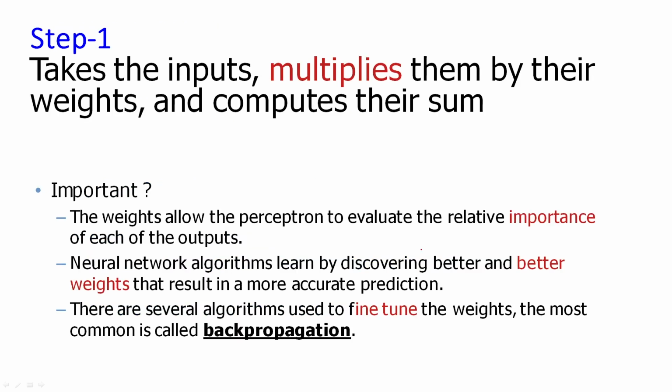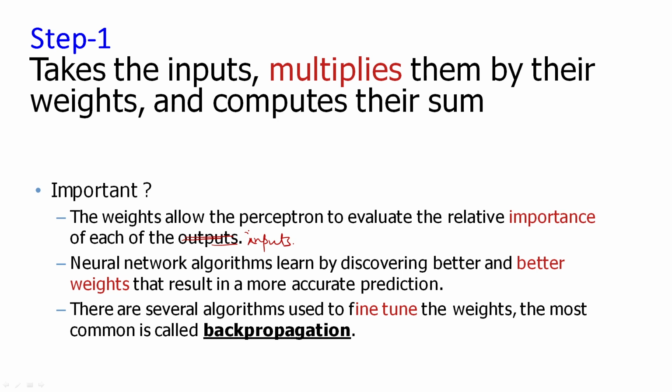If I have to discuss in a very generic manner, let us take small steps. Step 1 takes the inputs, multiplies them with the weights and computes the sum. Why is it important? Weights, as I said, allow the perceptron to evaluate the relative importance of each of the inputs, because you are providing inputs, and which one is more important than which other one. And this NN algorithm learns by discovering better and better weights that result in more accurate predictions.